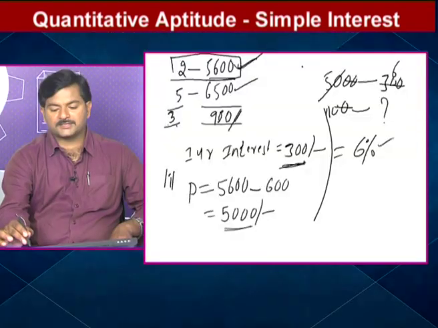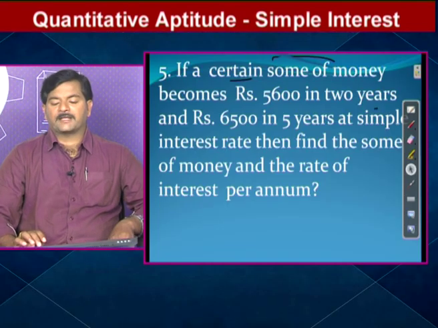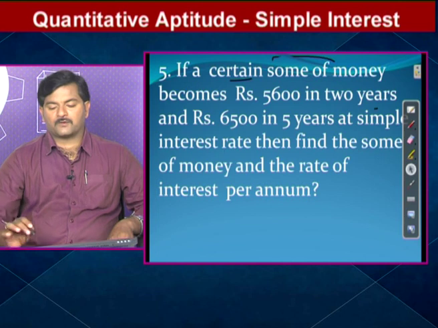Or however you can use I is equal to PTR by 100, no issue. But here I am getting it in a single step. For 5000, 300, then how much for 100. I hope you understood. So this is regarding question number 5. Now we focus on the next question.